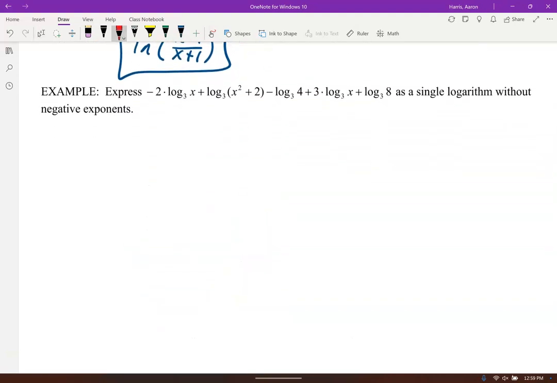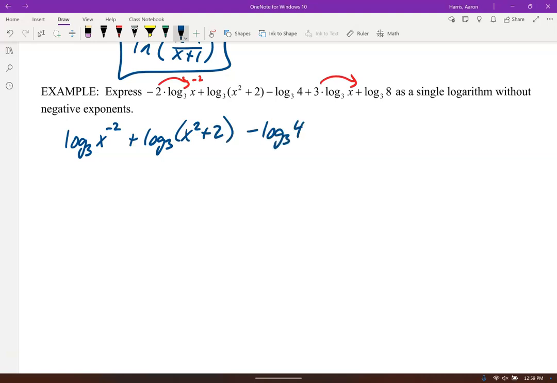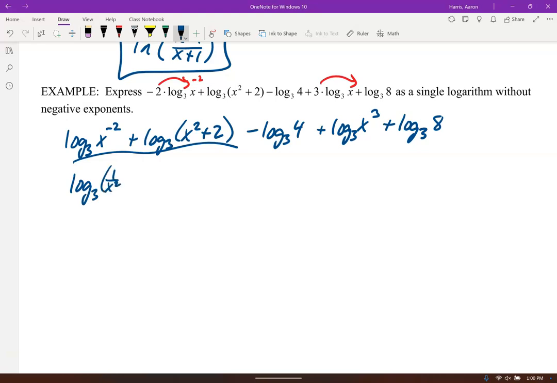Let's keep going with this next one here. Let's take that negative 2 up, right? Take that 3 up. Let's see what we got here. We got log base 3 of x to the negative 2 plus log base 3 of x squared plus 2 minus log base 3 of 4 plus log base 3 of x to the third plus log base 3 of 8. Now these ones have a plus, so I'm going to write as multiplying. I have x to the negative 2. That's 1 over x squared times x squared plus 2 minus log base 3 of 4.